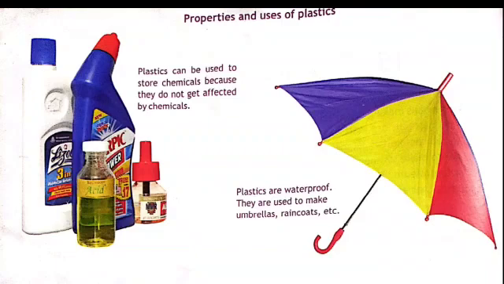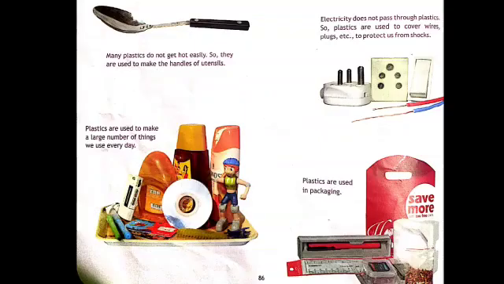So all these are chemicals. So we store chemicals in plastic containers. It is because plastics are not affected by chemicals. And second one is your umbrellas and raincoats are all made up of plastic because they are waterproof materials, which means water cannot pass through plastic. So plastics are waterproof. That is why they are used to make umbrellas, raincoats, etc.